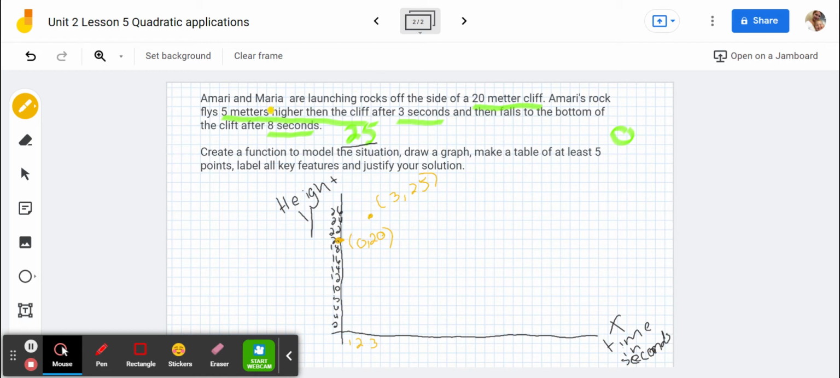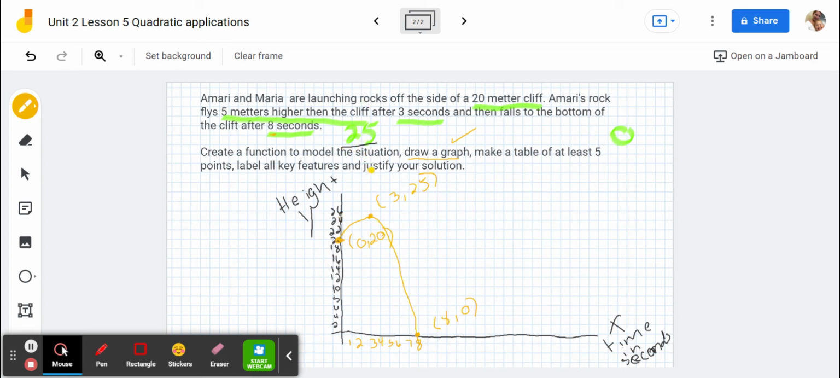All right, so then after 8 seconds, it hit the ground. So it's going to go up, and it's going to fall down. Let's keep counting here: 4, 5, 6, 7. Call this one 8. So right here, here's 8. We're going to call this one (8, 0). So this is where you have a situation. Amari's standing up here on this cliff, right here. This is Amari. And his rock comes up like this and it hits its highest point after 3 seconds and then falls down. So now we've drawn a graph, so we can check.